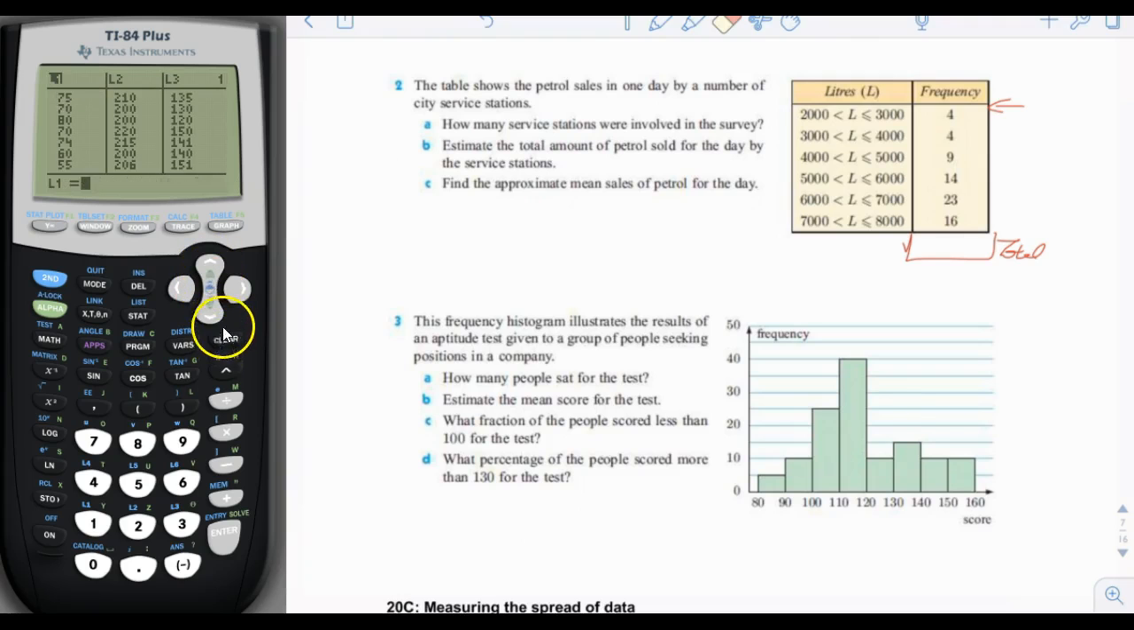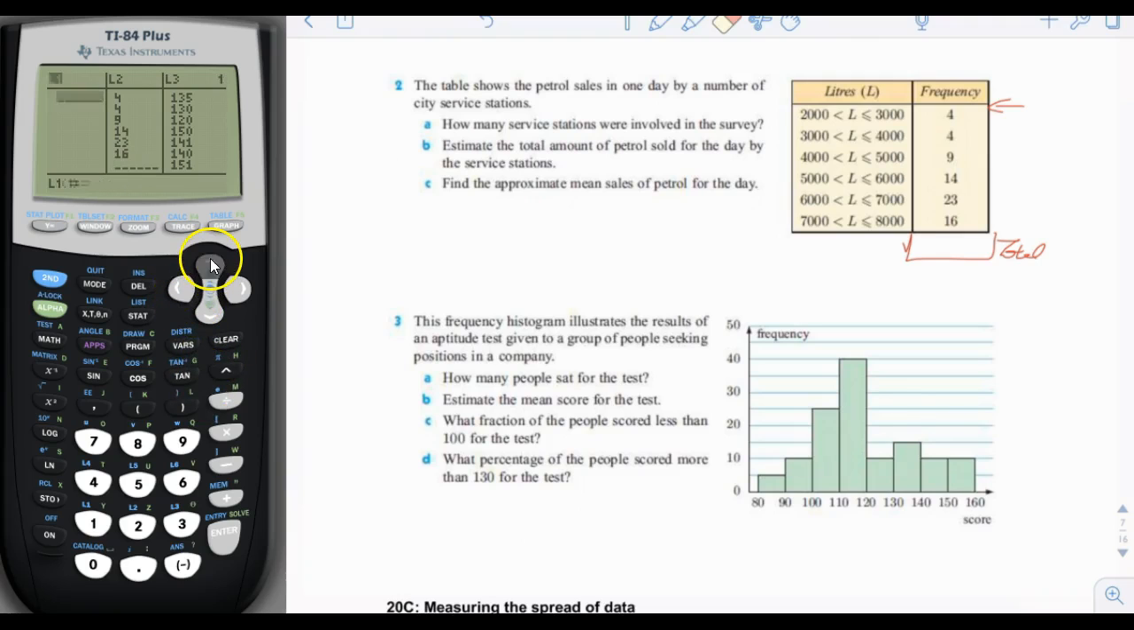So I'm going to clear the lists by pressing clear while on top of the list name. And list 2 is going to be the frequencies, and I'm going to put those here: 9, 14, 23, and 16. And what do we put in the first column?